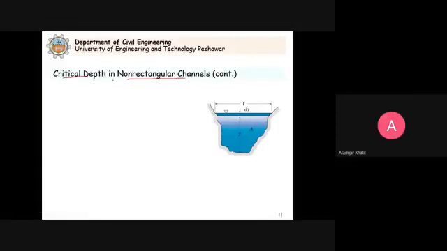Now we discuss the critical depth in non-rectangular channels. With reference to this figure, for non-rectangular channels, we define the Froude number as equal to velocity V divided by the square root of g into Yh. Clear?